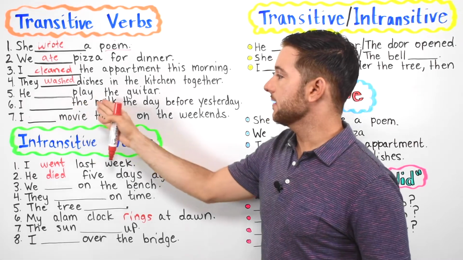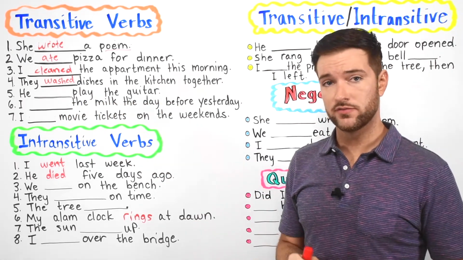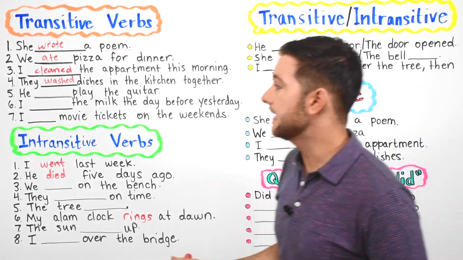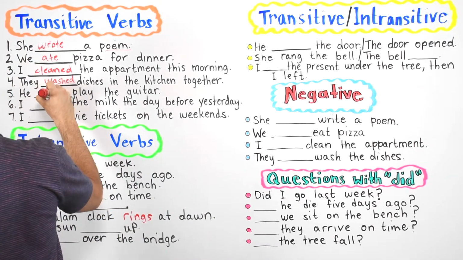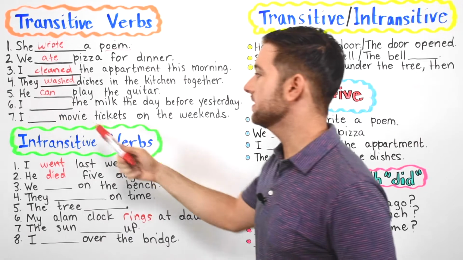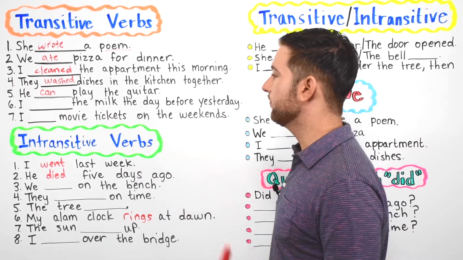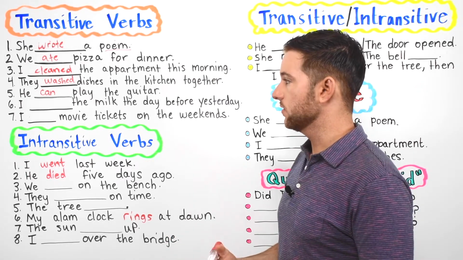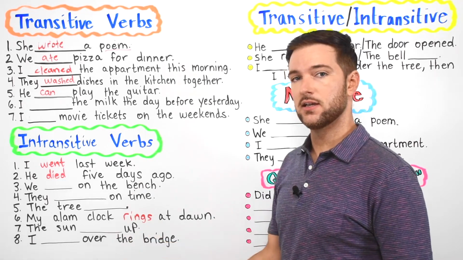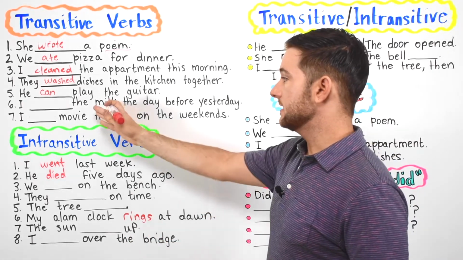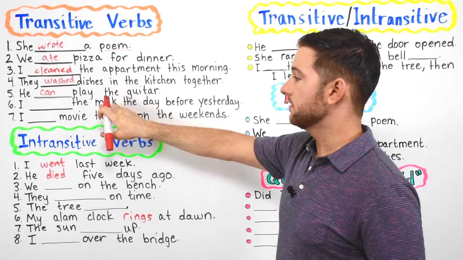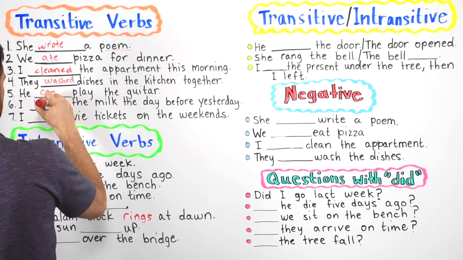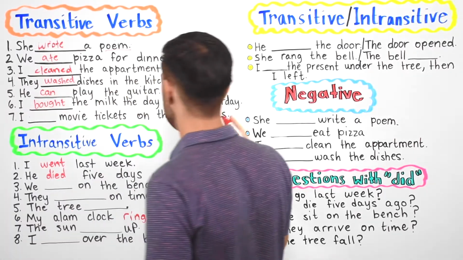Number 5, he blank play the guitar. So we're going to use a modal verb in this case. What can we say for number 5? He can play the guitar. Number 6, I blank the milk the day before yesterday. So you go to a store and you give money to the teller and he gives you something in return. In this case, it's the milk, which is the object in this sentence, and it's receiving the action. I bought, B-O-U-G-H-T. I bought the milk the day before yesterday.